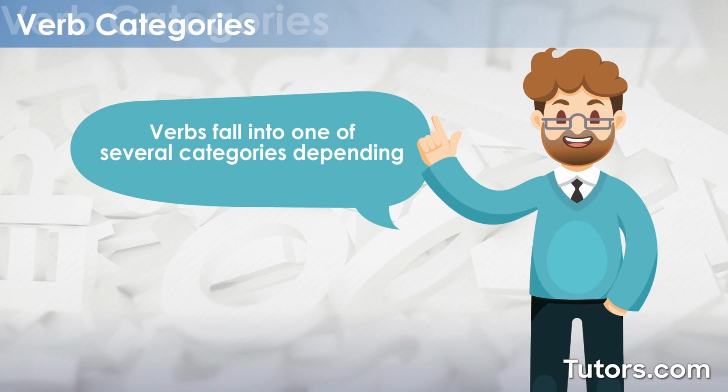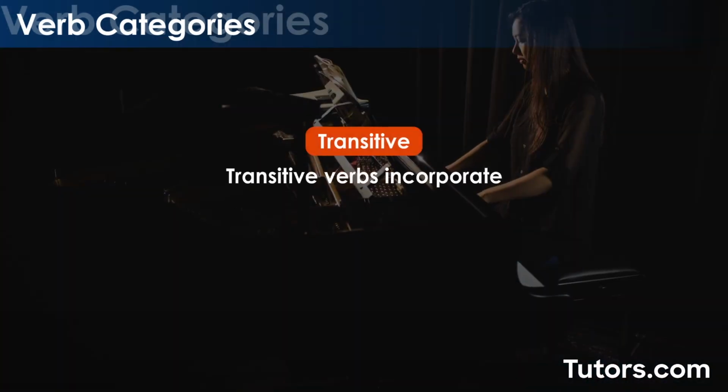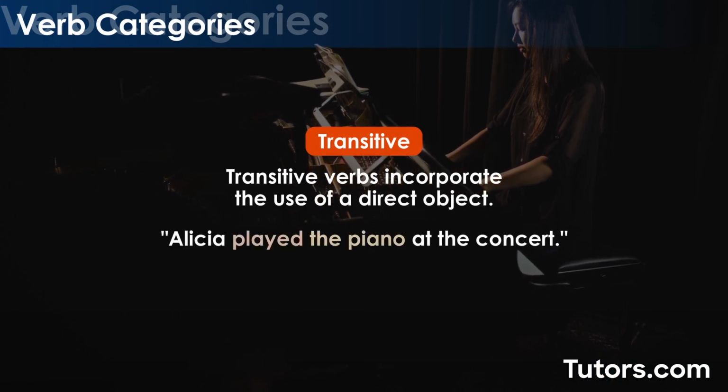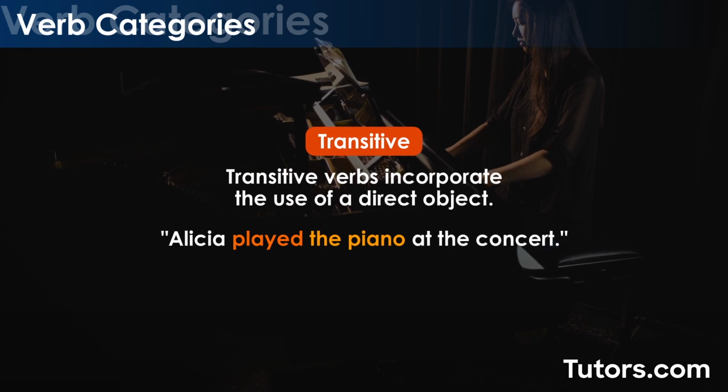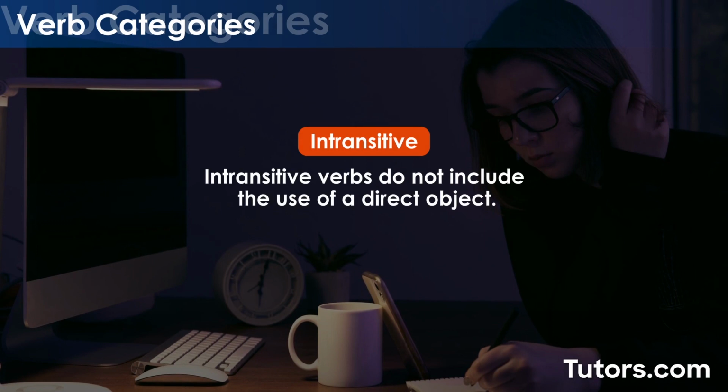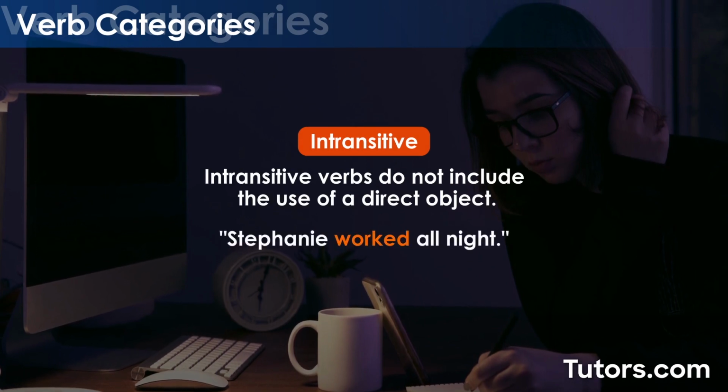Verbs fall into one of several categories depending on their use. Transitive verbs require a direct object. For example, Alicia played the piano. Intransitive verbs do not include a direct object. For example, Stephanie worked all night.